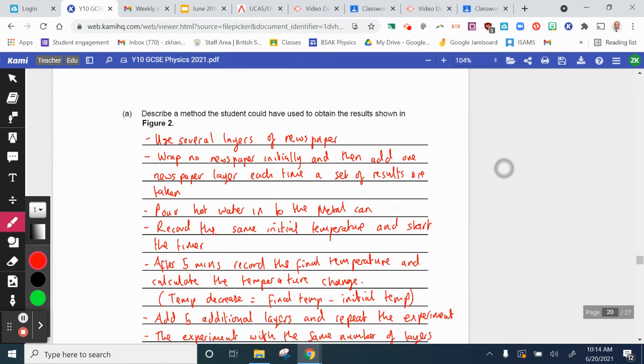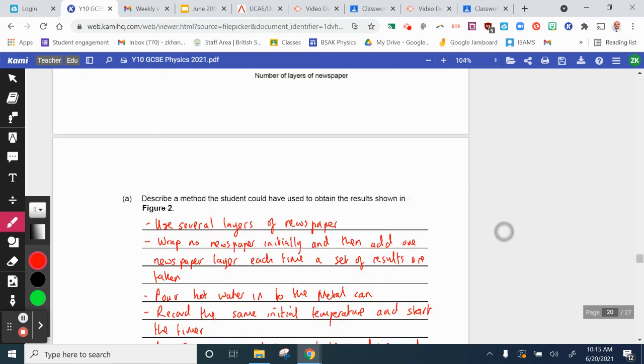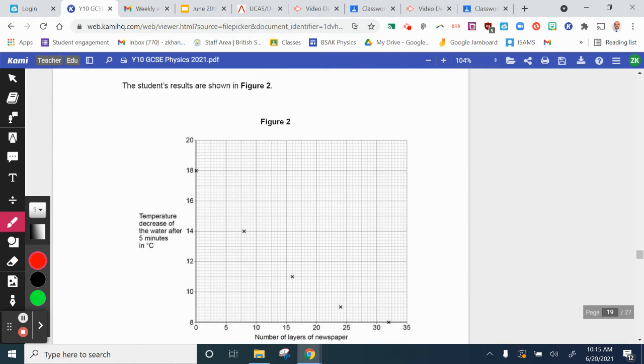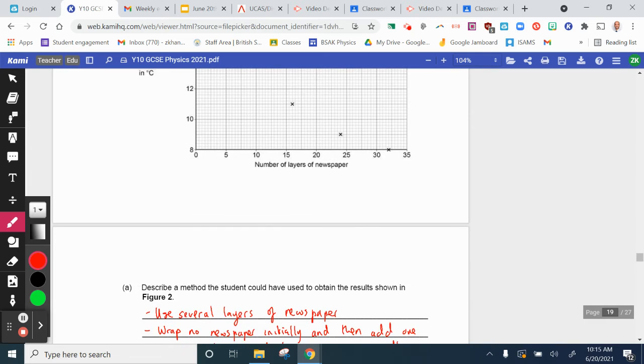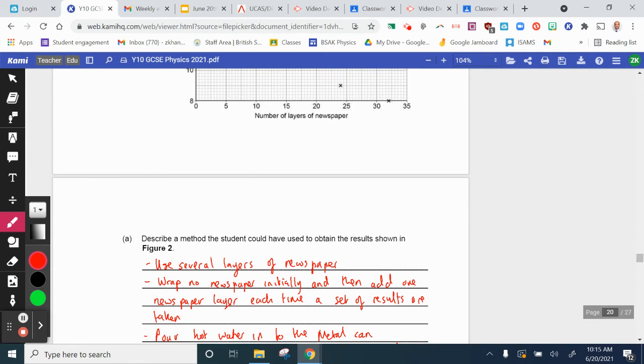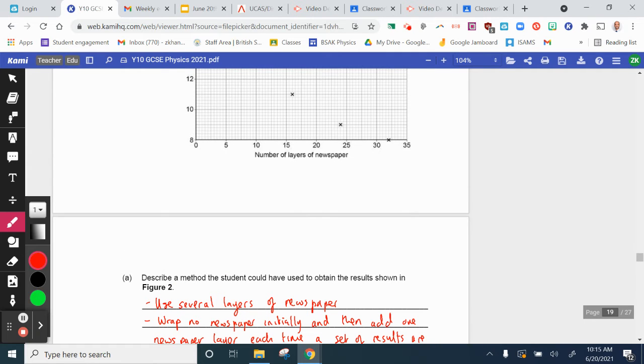So we need to describe a method of how we get these results. How do we get the temperature decrease? And how do we get the number of layers? So we just use a different number of newspapers. So start off, we're going to use several layers of newspaper. We could say from 0 all the way to 35 layers.